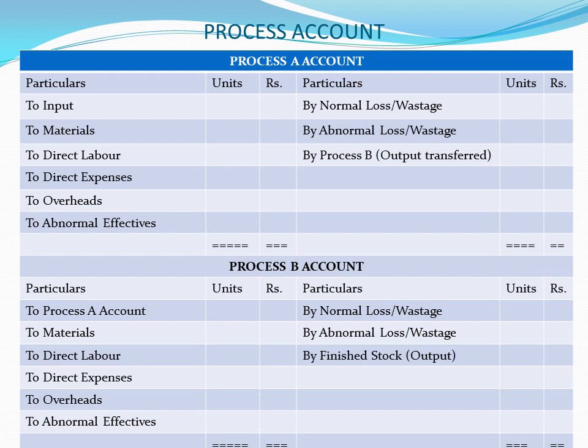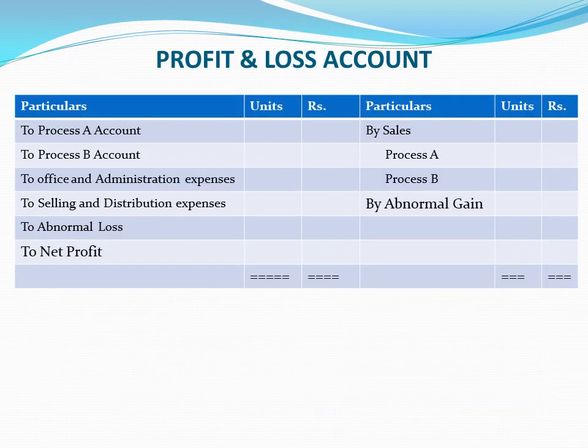In the process B account, on the debit side: to process A account, meaning output received from process A, to materials, to direct labor, to direct expenses, to overheads of process B. On the credit side: by normal loss or wastage, if any, by abnormal loss or wastage, if any, by finished stock output. If it carries on to process C, then a new account will be created. But in this case, I have taken only two process accounts here.